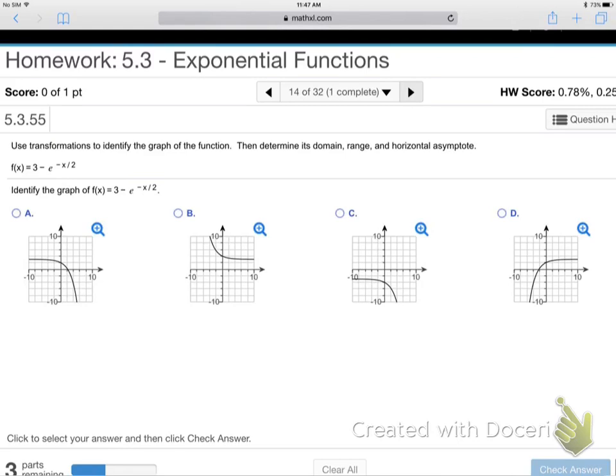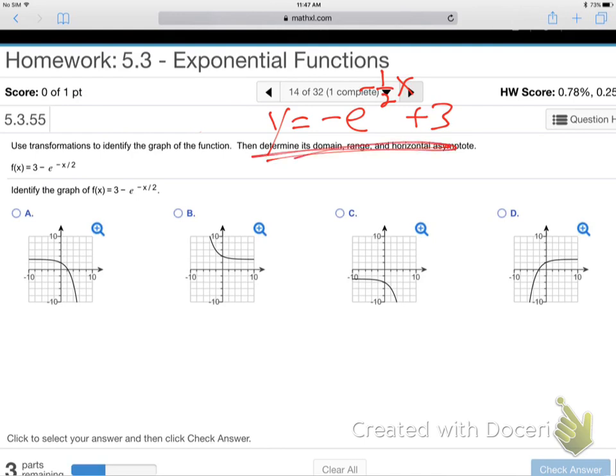Okay, let's try this one. So how do we do that one? It says y equals 3 minus e to the minus x over 2. Let me rewrite that. I think it'll be helpful to you. Let's rewrite it like this: negative e to the negative a half x plus 3. That's the same thing.